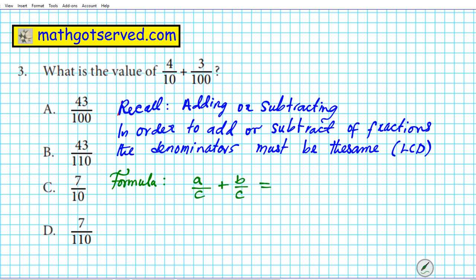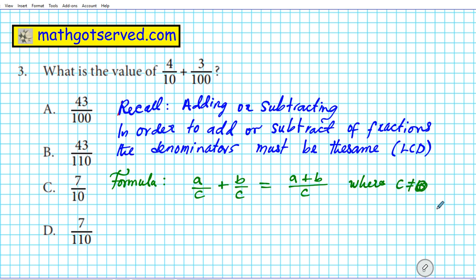Okay, what do you do in this case? Well, the denominators are the same. It's simply going to be a plus b over c. Notice when you achieve the LCD or identical denominators, you don't add the denominators. You just add the numerators and keep the denominator the same. Okay? Remember, c cannot be 0 or we'll run into problems.